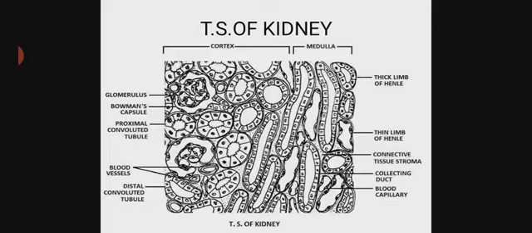Then coming to the medulla, the medulla consists of sections of the loops of Henle, wherein this part is the thick limb of Henle, and this is the section of the thin limb of Henle. There is the collecting duct here, and blood capillaries are also seen, and there is the connective tissue stroma made up of connective tissue fibers.